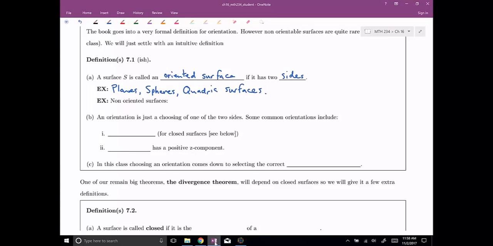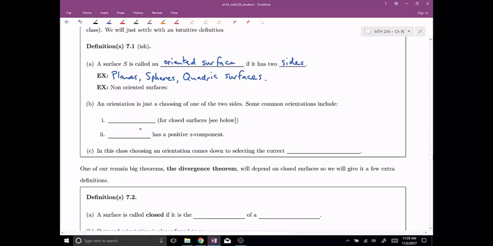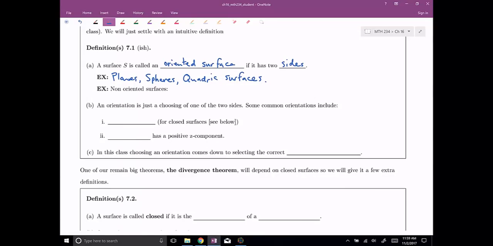So it's kind of surprising that there are non-oriented surfaces. I want to give you a few examples of those things. Maybe the first one is something like a Mobius strip. Maybe you've heard of these or played with these. I'll show you an example here in just a second. Another one would be the Klein bottle.